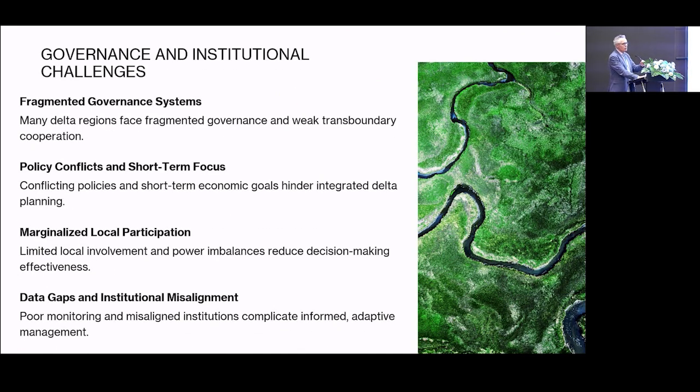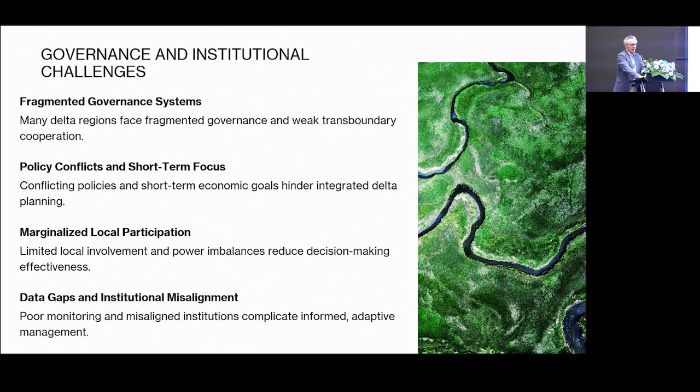Moving on to governance and institutional challenges. Fragmented governance systems. We talked here a lot, many things about transboundary. Many delta regions face fragmented governance and weak transboundary cooperation. There are, of course, policy conflicts that result from diverse goals, diverse perceptions, diverse social needs, and of course, short-term focus. And these two things together hinder integrated delta planning, which requires a long-term perspective, clearly. Third, marginalized local participation. Limited or no local involvement and power imbalances reduce decision-making effectiveness, and it is not fair as well.